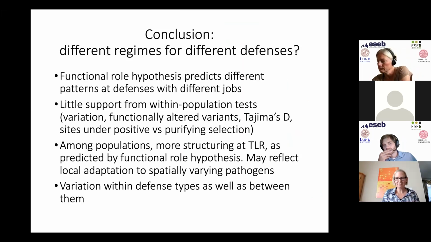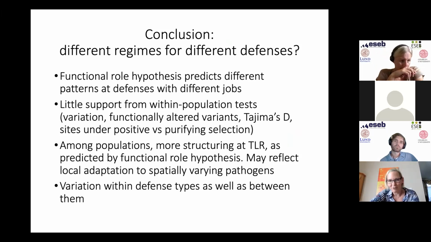So in conclusion, the functional role hypothesis, as I said, predicts that we might see different patterns at defenses that are doing fundamentally different jobs. We did not see strong support for the functional role hypothesis when we looked at processes that are operating within a population. So patterns of variation, or how much functional variation seems to be tolerated, patterns of Tajima's D, and site-specific measures of positive or purifying selection.